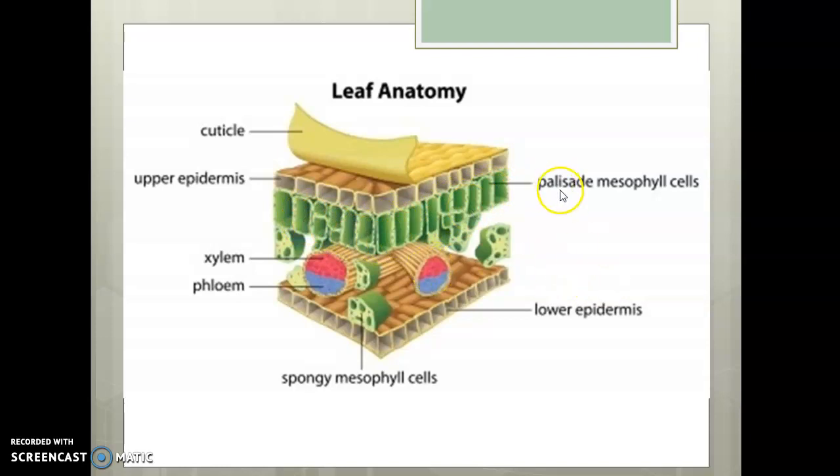Under the palisade mesophyll is the spongy mesophyll. There's a lot of air under here, not quite as closely packed cells. And then you have these structures called xylem and phloem that help move water and minerals and food up and around the plant.